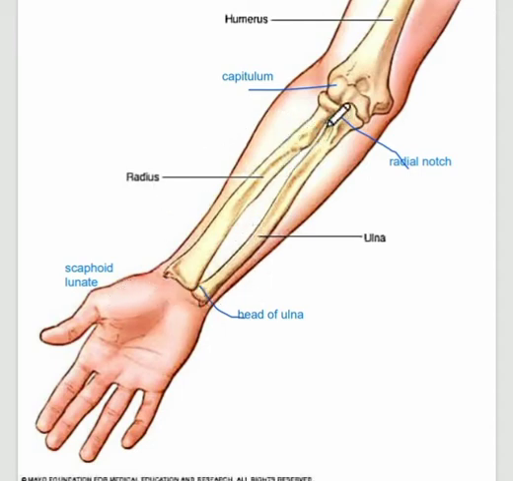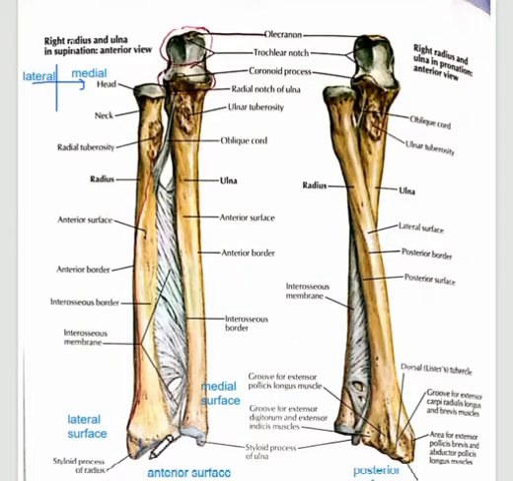It consists of three parts. This one is its upper end. This long part is called the shaft of radius and this lowest part is called its lower end. Let us discuss all of its parts one by one. This is the anterior surface of radius and this one is the posterior surface of radius.